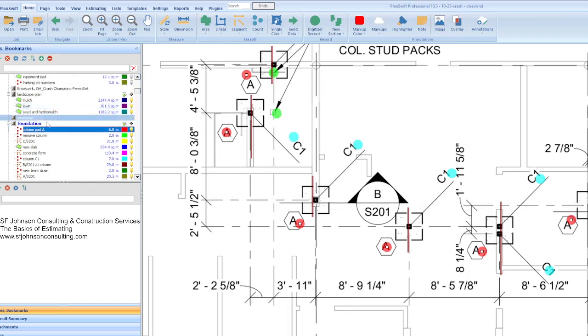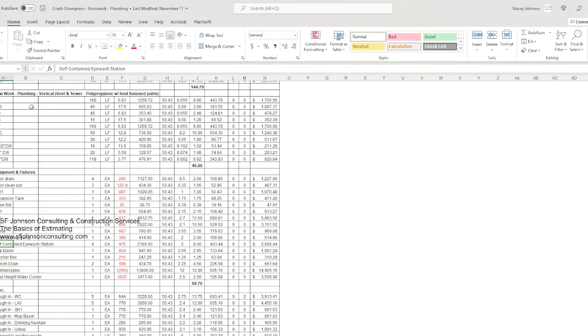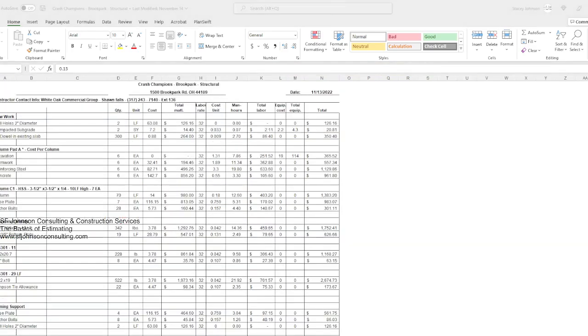But what I'm going to do is put this on hold, because I don't think I have the structural estimate up. So I'm going to place you on hold for a second while I give you a visual on what your estimate should look like for the structural portion. So be right back. Okay, so now we're looking at the estimate for that project.